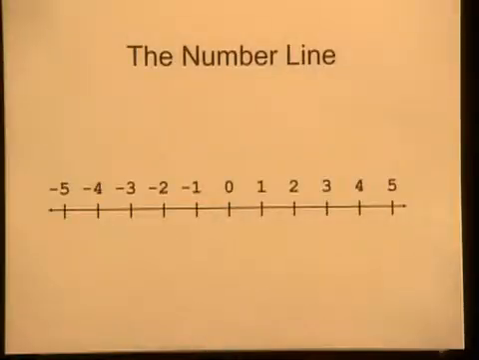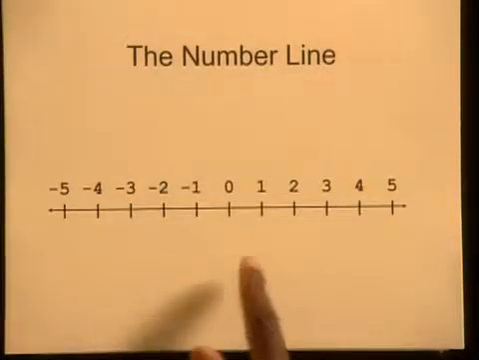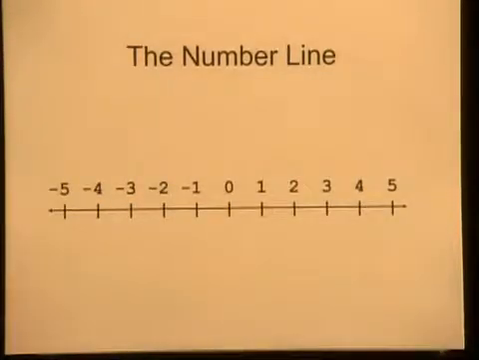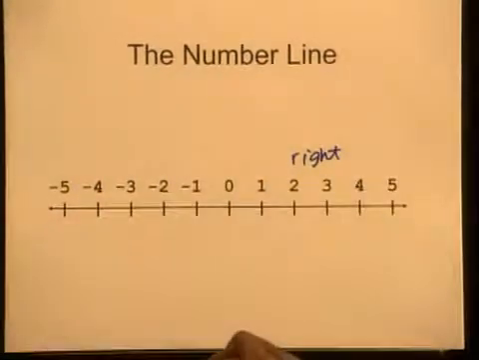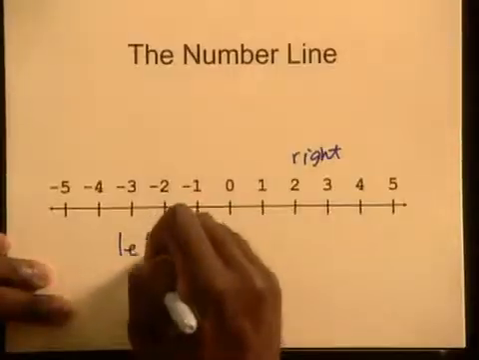Of course, numbers all start at 0, right? And positive numbers are the numbers that go to the right. So as we move to the right, numbers become more positive. However, from 0, if we move to the left, numbers become more negative.